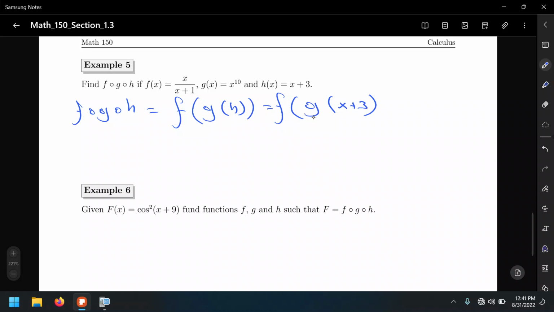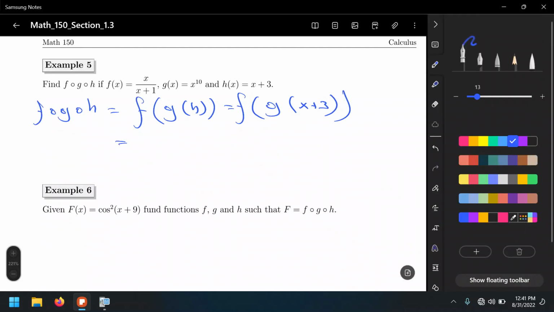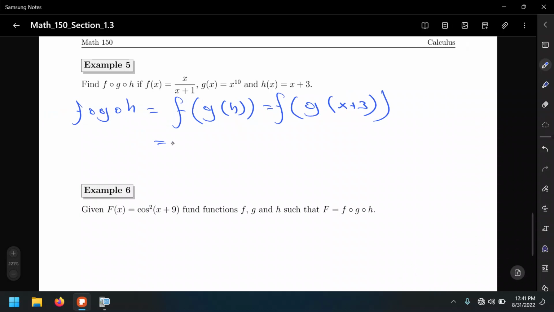What's the g function? x to the power of 10. So that means that in the g function, wherever I see the letter x, we will replace it with x plus 3. We get the power of 10 as well. And this is f of x plus 3 to the 10th power.